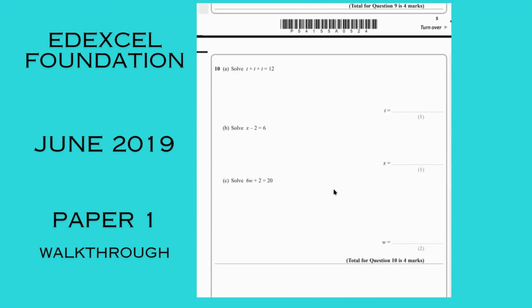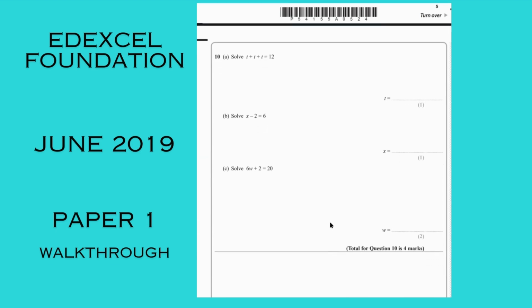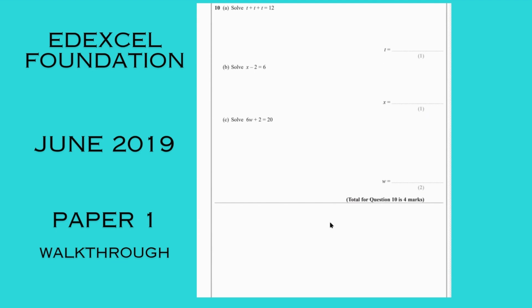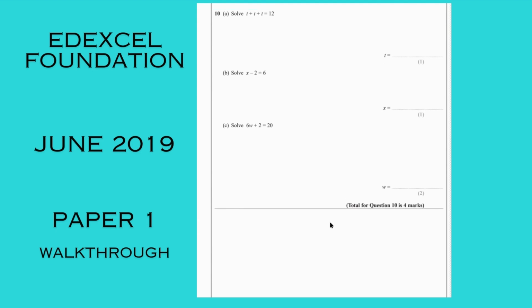On to number 10. So, solving in 3 different ways, starting with A. So 3t, I'm sure some people would prefer to simplify it. Doesn't matter if you don't. At the end of the day, divide both sides by 3. There you go. Always do inverse operations. Adding 2 to both sides means x is 8.